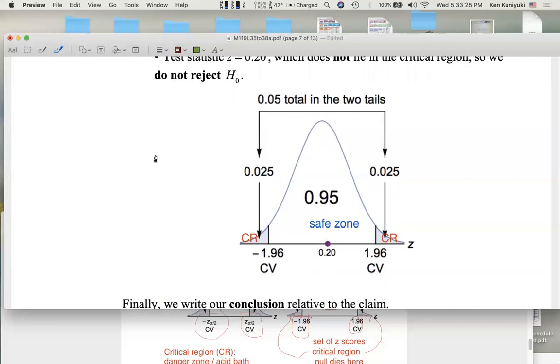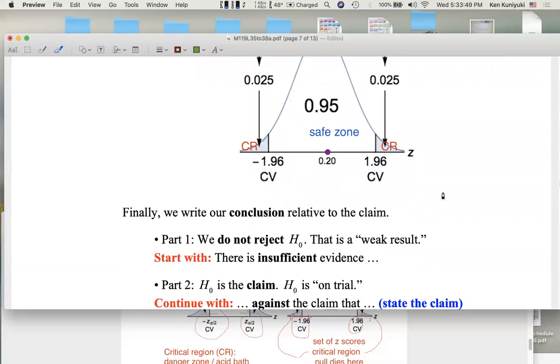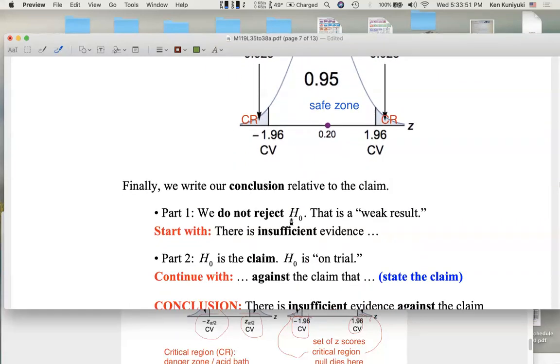The null's saying the coin is fair. So let's say the head on the coin is thinking, oh gosh, am I fair? I hope I'm fair. All right, I flip the coin, 51 heads out of 100. That coin, that head can rest assured, yeah, I'm okay. The null is going to be safe. We're not going to reject the null. Nowhere near the danger zone or acid bath. We do not reject the null.